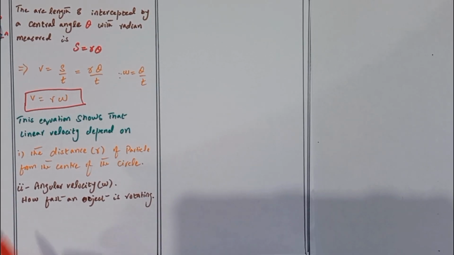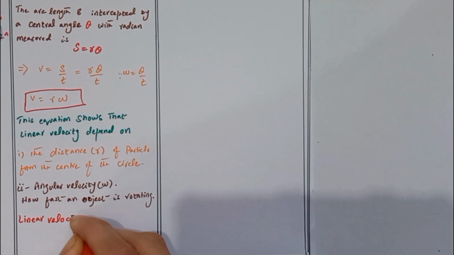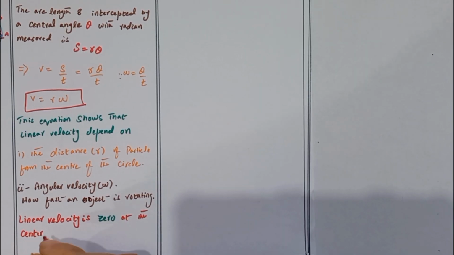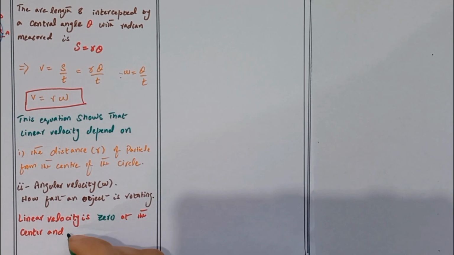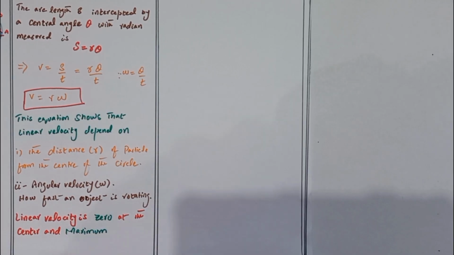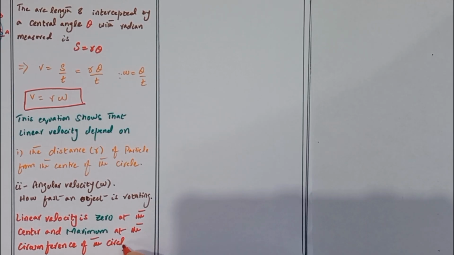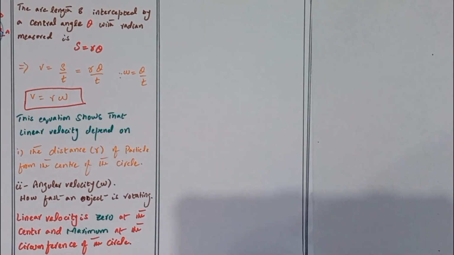Last point we write that linear velocity is 0 at the center and maximum at the circumference of the circle.